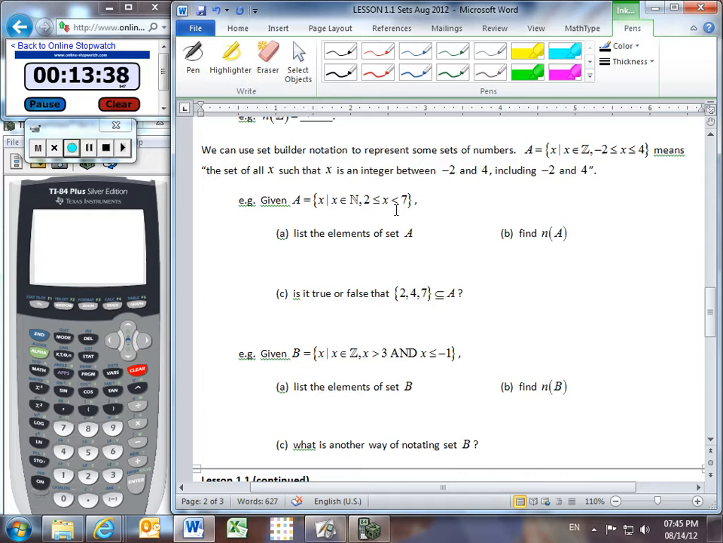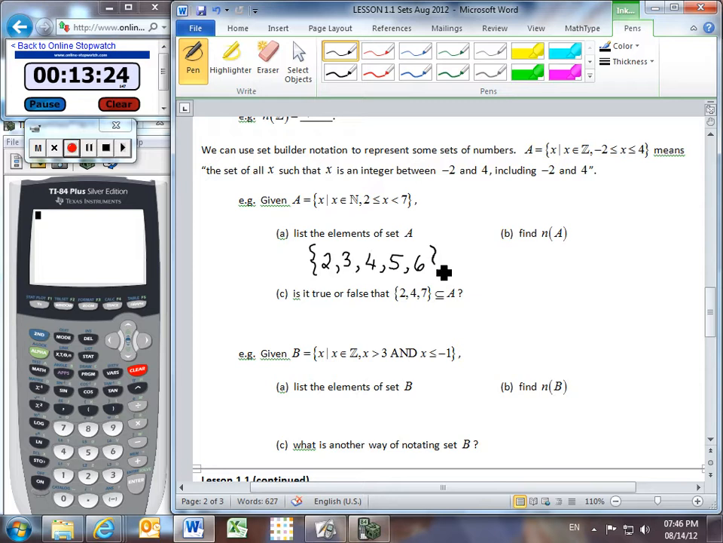So part A says that we should list the elements of set A. So let's do that. We've got all of the natural numbers starting at 2 and going all the way up to, but not including 7, so we'll stop at the natural number 6. Part B, find the number of elements in set A. Well, we can see that there's 1, 2, 3, 4, 5 elements in set A.